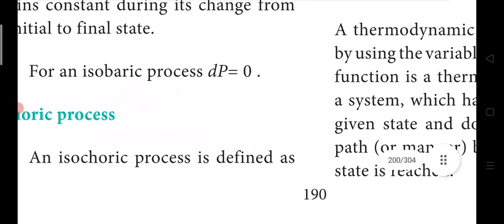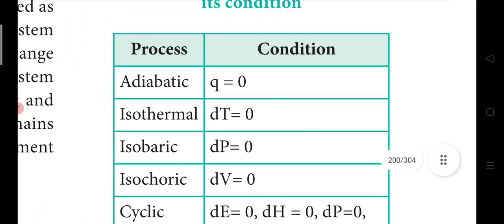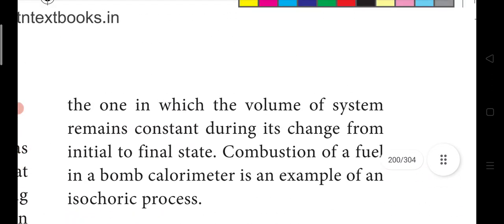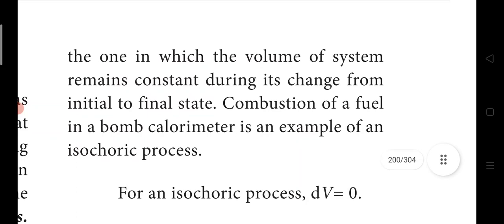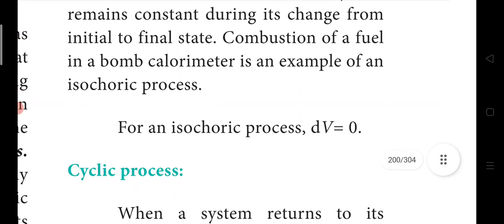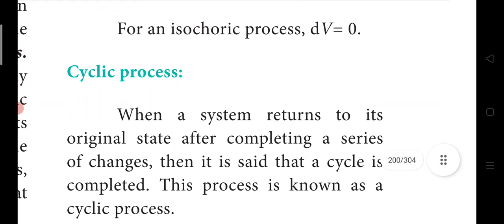Isochoric process. Isochor means here it is talking about the volume. If the volume remains same, constant, then it is an isochoric process. For example, dV is equal to 0.